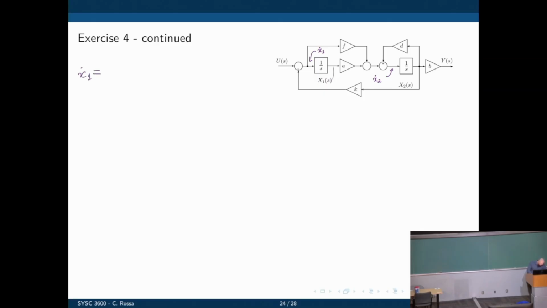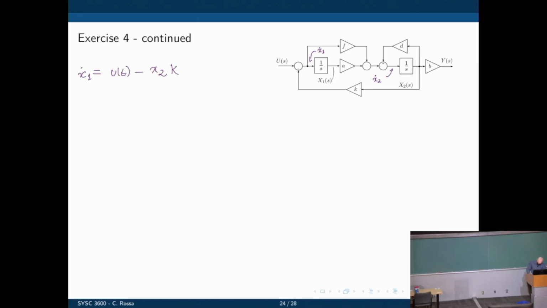x1 dot is u of t minus what? Minus x2 times k. x2 times k. State derivative, input, state. Good, that's the format we want.